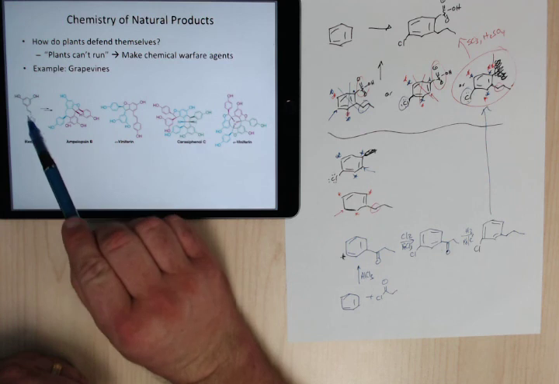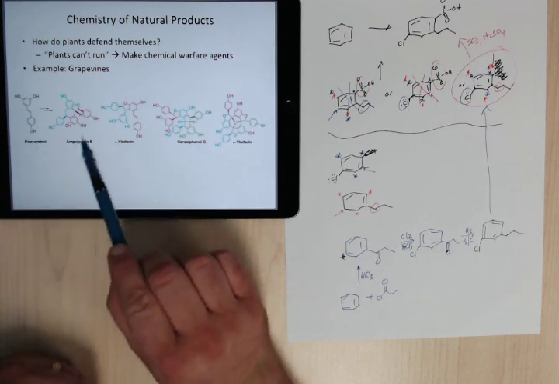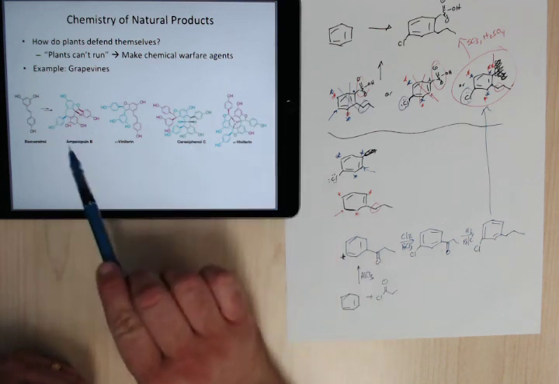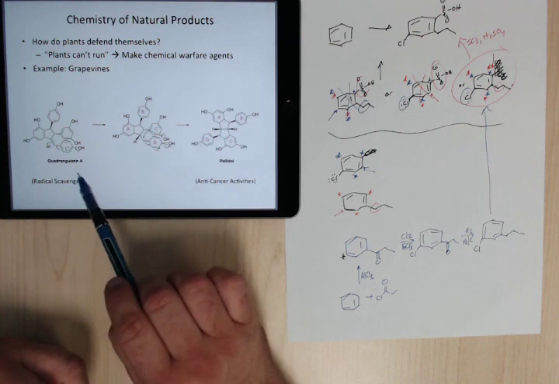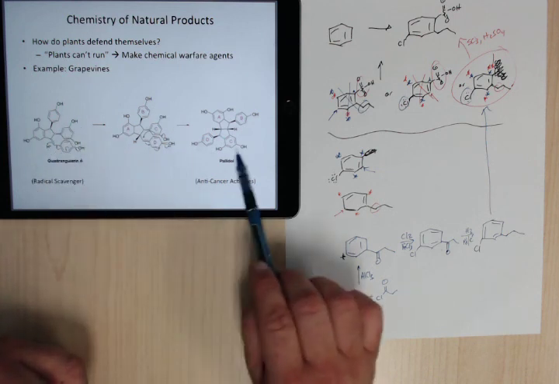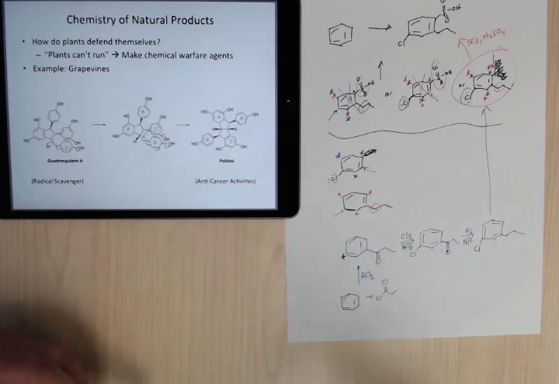So like this one, resveratrol. This can be used to make these other natural products. And then other things, this compound here can actually be used to make an anti-cancer. This compound here has anti-cancer activity. And so we can use this as a scaffold to make new drugs.